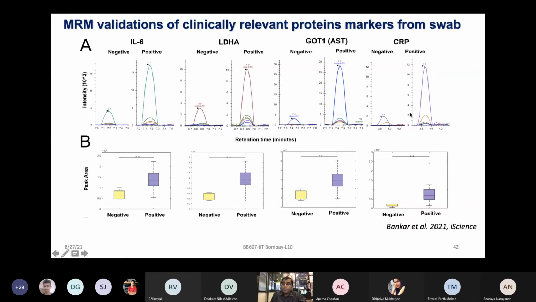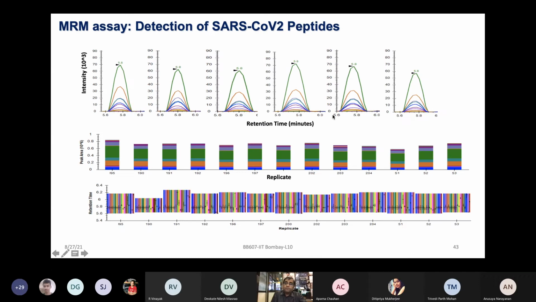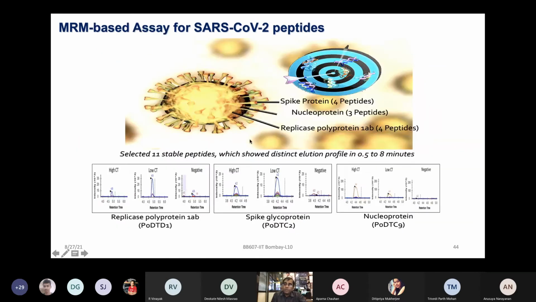Those were already being used, and we were also able to validate them using targeted proteomics from the swab sample. We were also able to develop a test for SARS-CoV-2 viral peptide detection. While doing so, we again made sure the QC checks were done for synthetic peptides, and then we looked at what happens to the SARS-CoV-2 specific peptides from the different swab samples, the patients with high CT value and low CT value, and the negatives. We looked at those peptide profiles, and based on 11 peptides, we were able to develop these SRM assays for detection of these peptides.